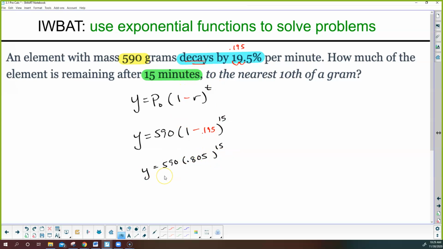So once I get to this point, then I would just type it into my calculator. And there's nothing special about this. 22.79, we're going to round to the nearest tenth. And then we want to make sure we identify the correct units.